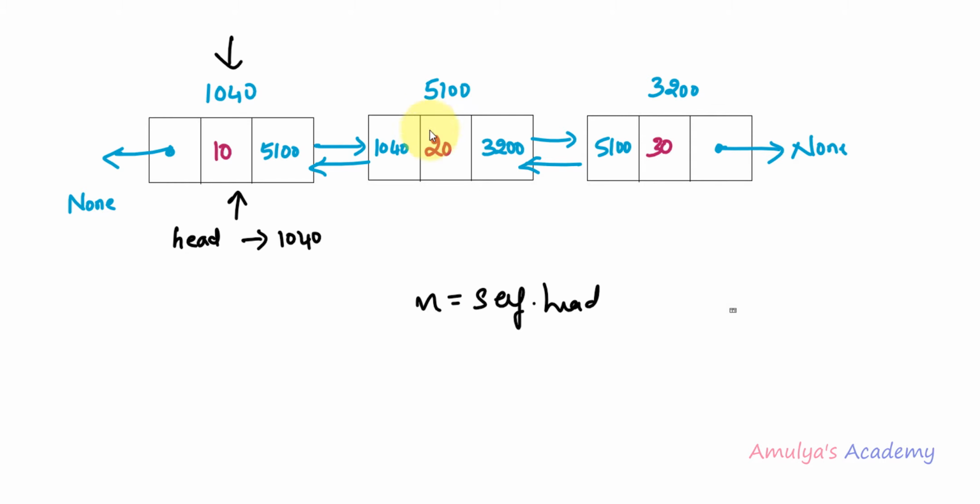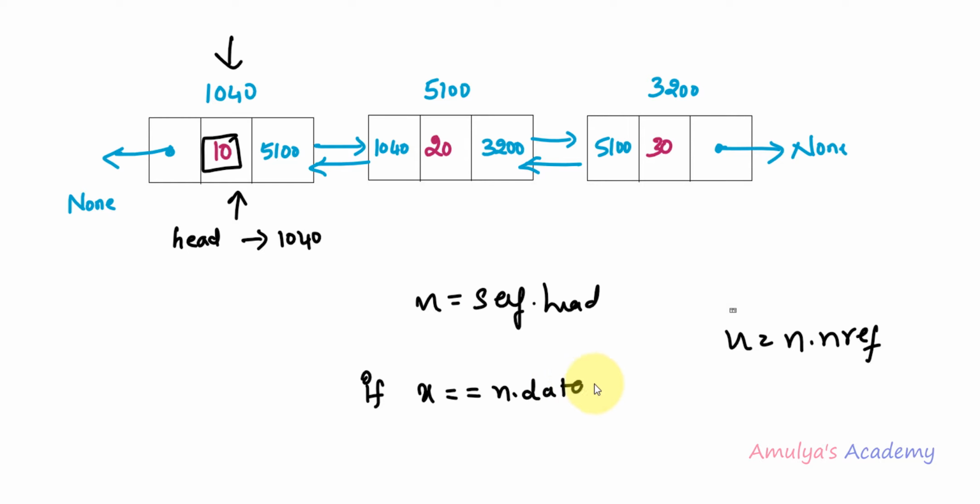Then to go to the next node, you need to change the n value like this: n equal to n.nref. And we need to check the data of every node against x, because as I said, x is the data of the given node. So for that I'll use an if condition and check like this: if x is equal to n.data.